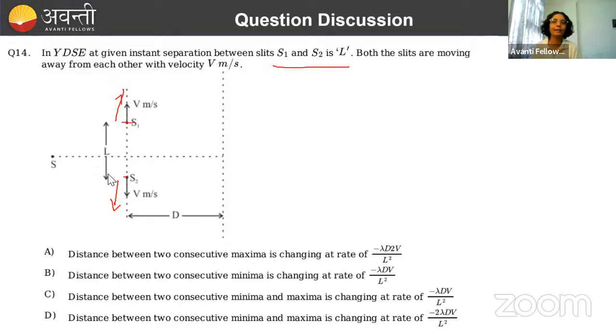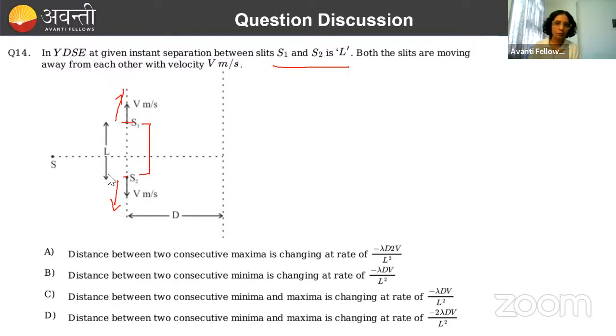Just tell me that in chat section. With what velocity, I'm asking, will the separation between these two slits increase? Like individual slits are moving away from each other with velocity v meter per second. So my question is, with what velocity will the separation between these two slits increase over time? Yes, just think over it and let me know.